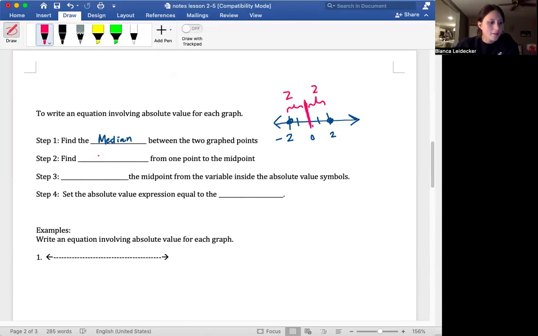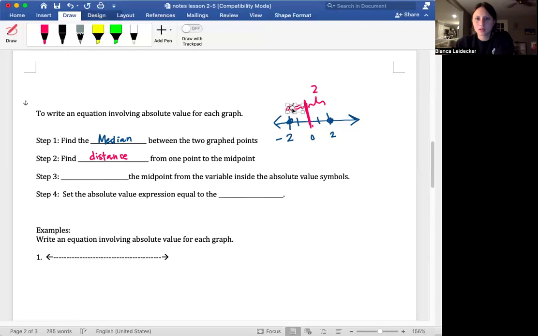Step 2, find the distance from one point to the midpoint. So that's what I just did. I found the distance from one point to the midpoint. I'm going to draw it like this. The distance is 2 here, and the distance on this side is also 2.